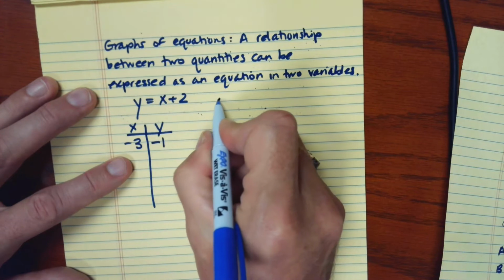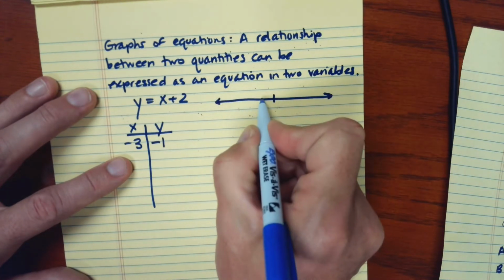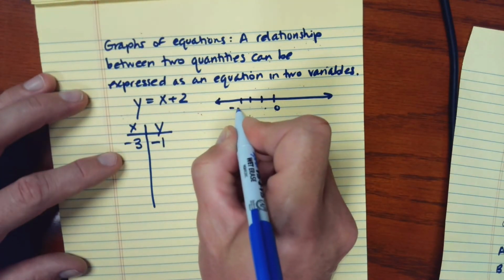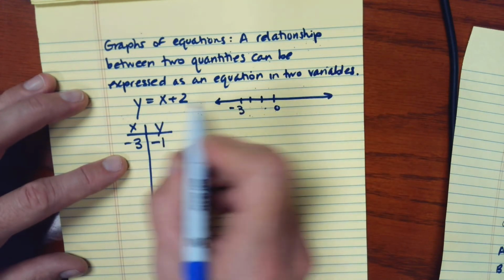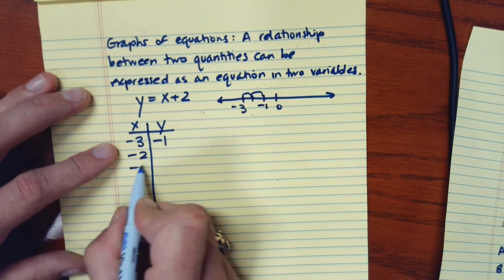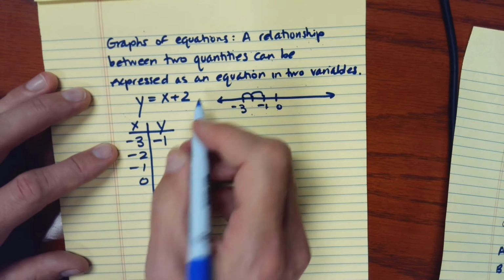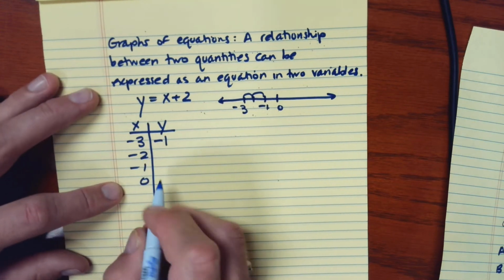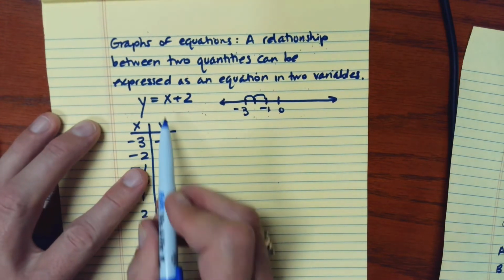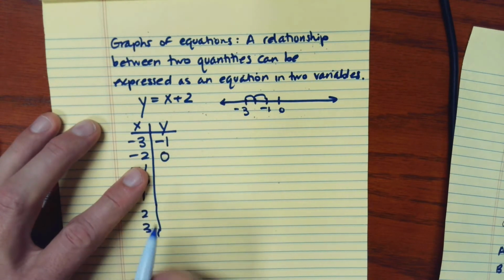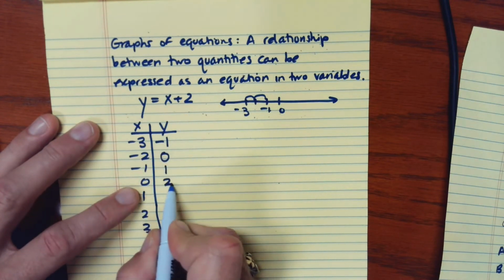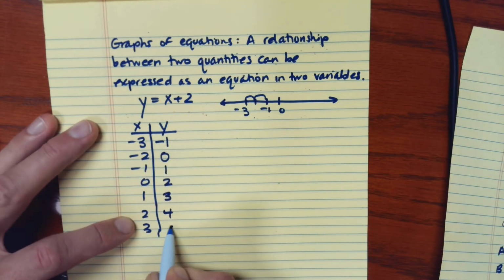A little reminder: if you think about your number line, where this is 0, negative 1, negative 2, negative 3, if I start at negative 3 and add 2, I'll be going 2 places to the right, and I'll end up at negative 1. I could also find partners for any real number x, but let's just look at some of these. If I take negative 2 and add 2, I'll get 0. Negative 1 plus 2 is positive 1. 0 plus 2 is 2. 1 plus 2 is 3. And this would be 4 and 5.